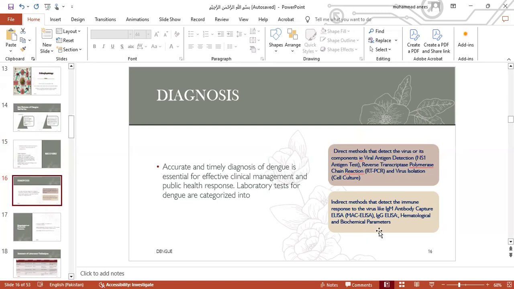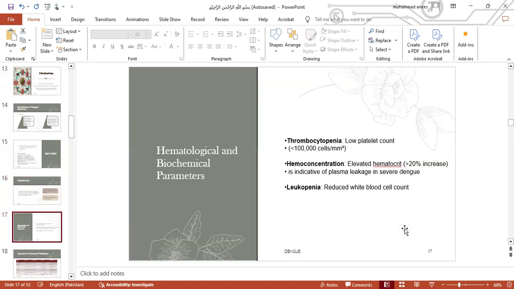Hematological and biochemical parameters are also very important in diagnosing dengue. This is the key test which has been done in Pakistan to diagnose dengue along with the NS1 antigen test. The parameters are thrombocytopenia, which is a low platelet count, less than 100,000 cells per mm cube. Hemoconcentration, which is elevated hematocrit, more than 20% increase, is indicative of plasma leakage and severe dengue. So we have to see the hematocrit levels along with the platelet levels. Leukopenia is also seen, which is the reduced white blood cell count.